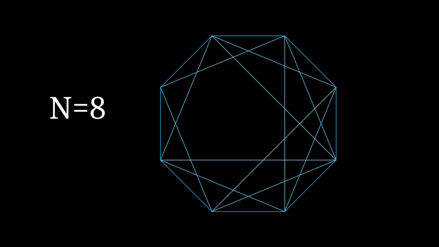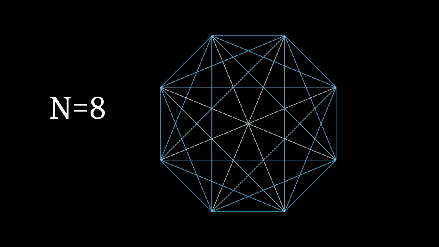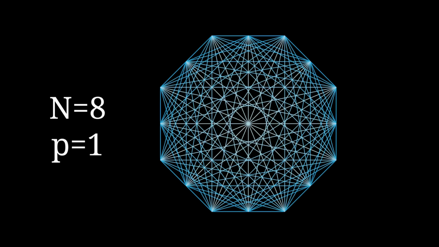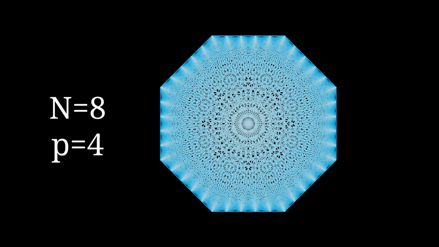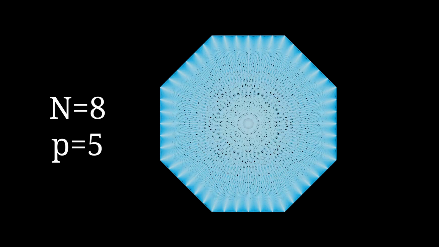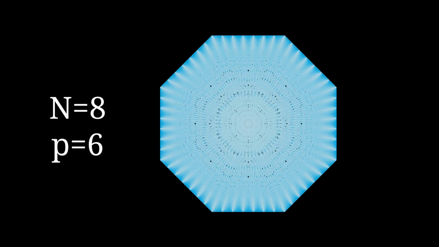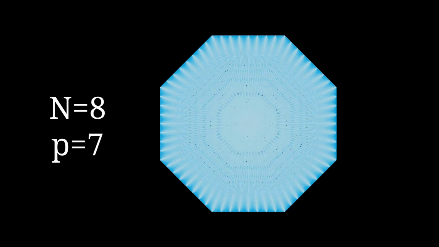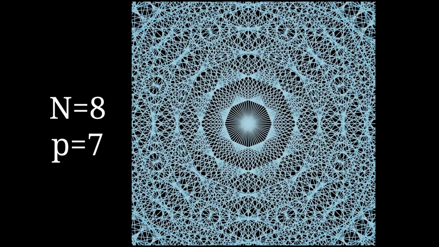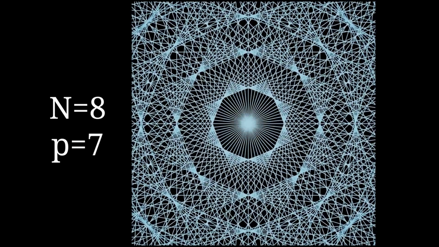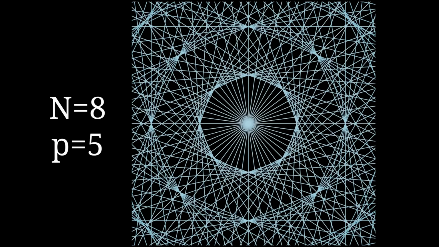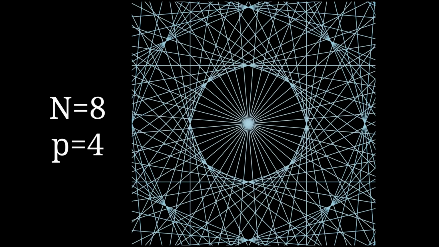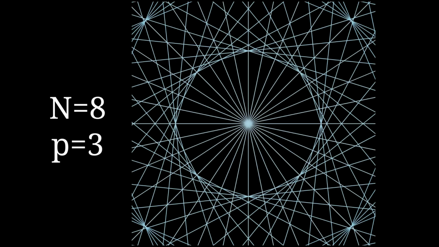Starting with a complete graph of an octagon, we add evenly spaced points on each side. The more points we add, the more intricate the pattern becomes. Let's zoom in on the center of the octagon. Notice that as the number of points changes, the center pattern remains fairly consistent.